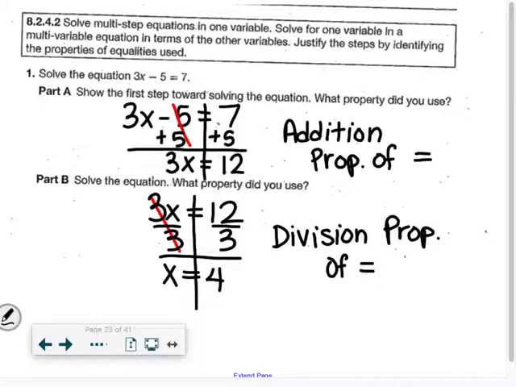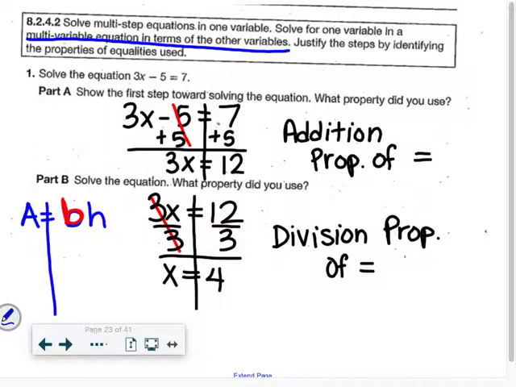Reading this benchmark at the top, another thing that it's talking about when it says solve for one variable in a multivariable equation in terms of the other variables. Remember, those are the ones that look like formulas, like A equals BH, area equals the base times the height. So you might have to solve for a different variable, like it might say solve for the letter B. So if you need to get the letter B by itself, I would divide by the H because they're right next to each other.